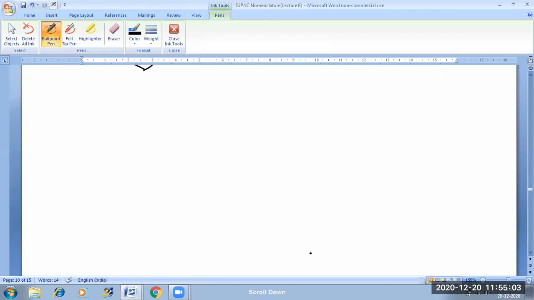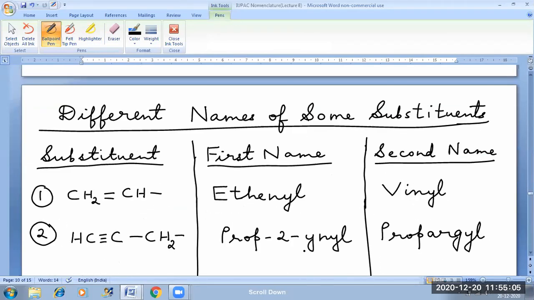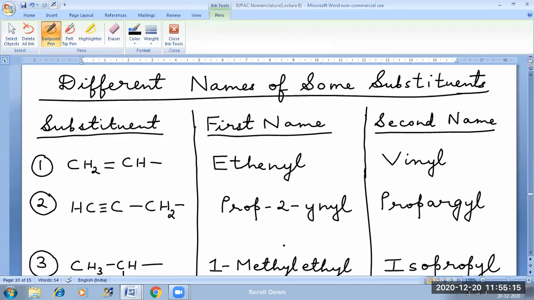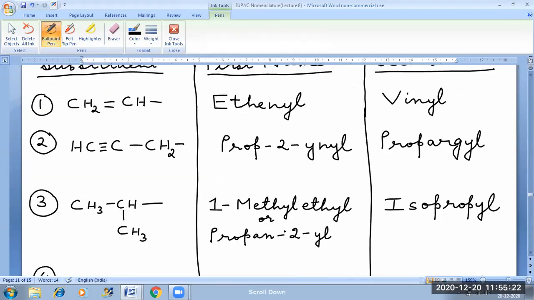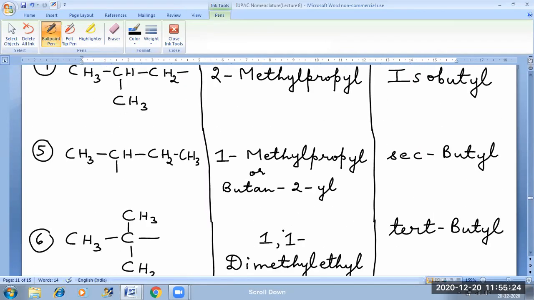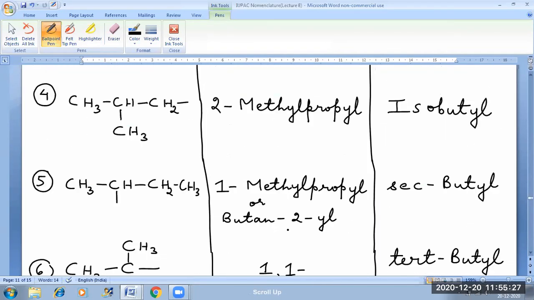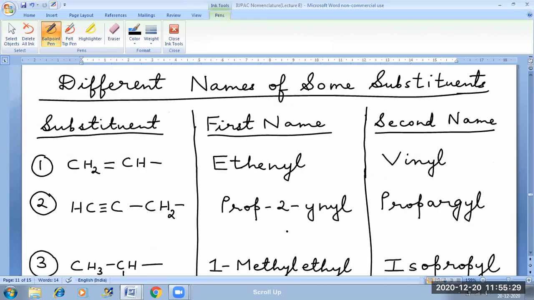Now, there is another table. See, we have already learned complex substituents and also we have learned other kinds of substituents. So if we look at this table, it has 3 columns. The first column has around 7 substituents. The second column has the names of these substituents. The third column also contains the names for these substituents.